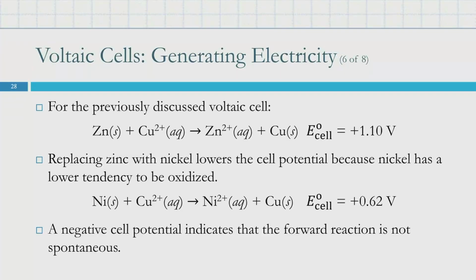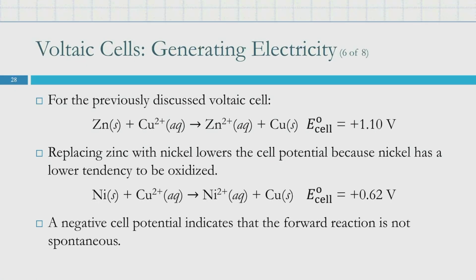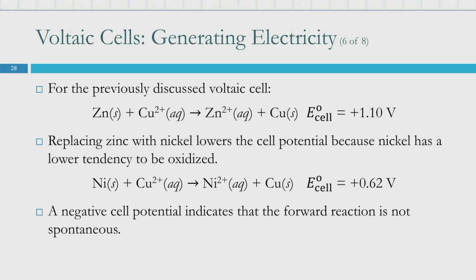So for the cell that we looked at before with zinc and copper, our standard cell potential is plus 1.10 volts. The zinc is the one that's giving up the electrons. If we replace the zinc with nickel, nickel has a lower tendency to give up electrons. So it holds on to its electrons a little more tightly than the zinc does, less likely to be oxidized, and so we get a lower standard cell potential.